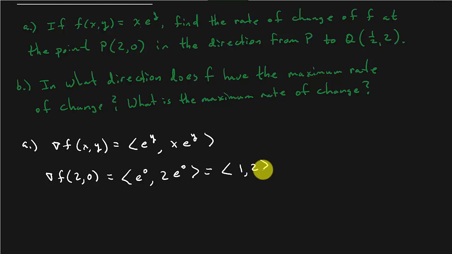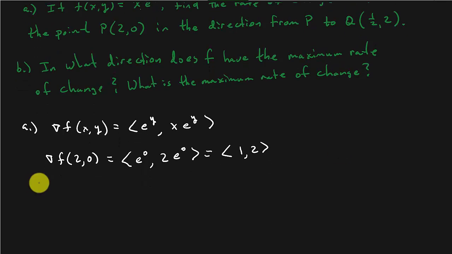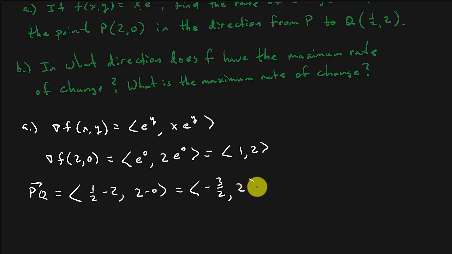All right. Now, what do we need? In the direction from point P to point Q. So we need that vector there, right? Vector PQ would be what? That would be 1/2 minus 2 and 2 minus 0. And so that vector would be (-3/2, 2). So there's your vector, and we want the direction of this vector.